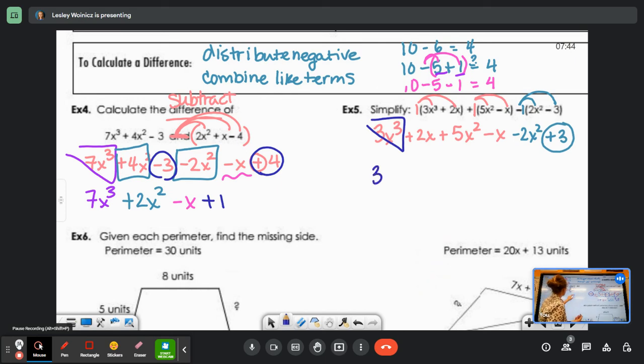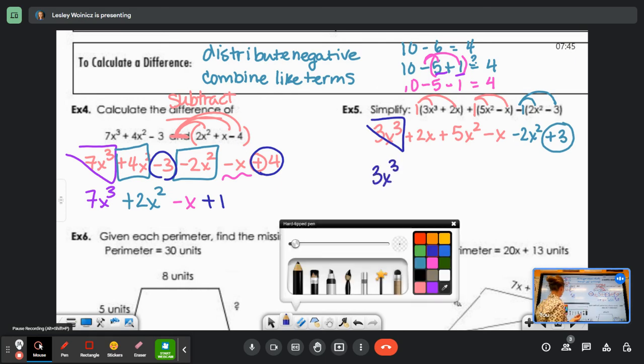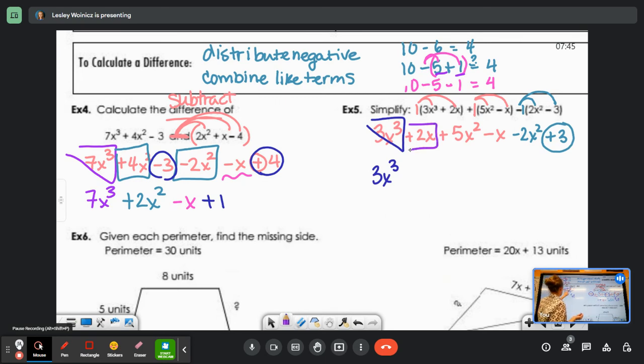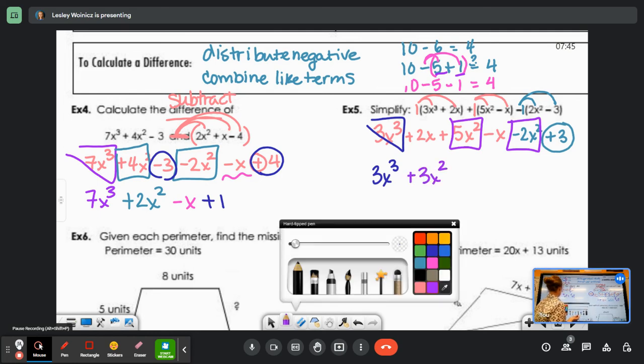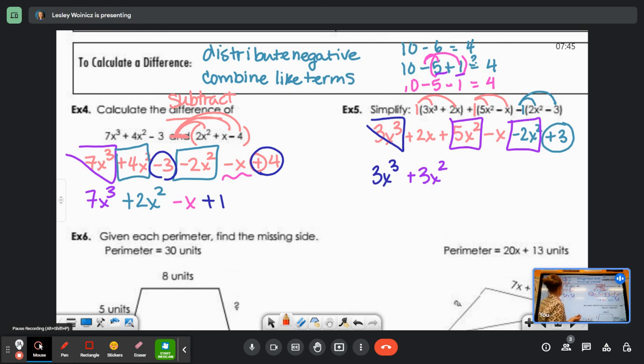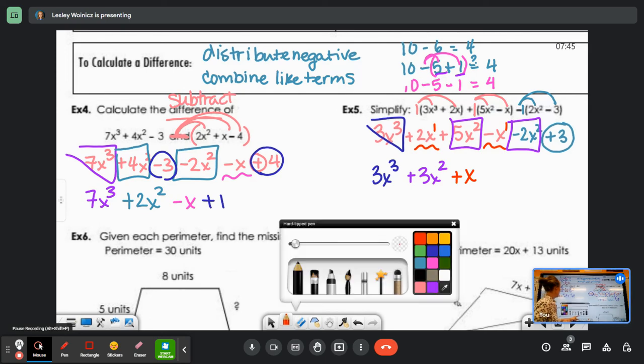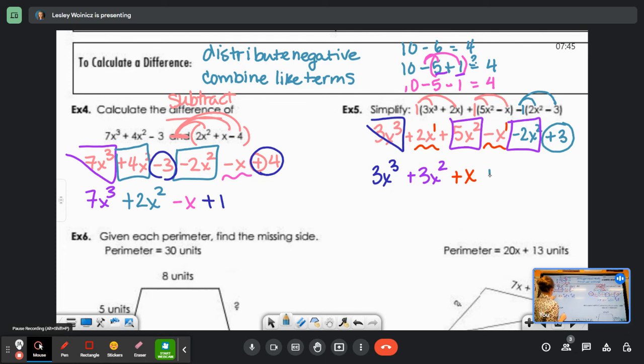So that's 3x cubed. Next, I look for my quadratic terms. I've got a 2x and whoops, that's not quadratic. This one's quadratic: 5x squared and the negative 2x squared. That makes a 3x squared. Now I look for my linear terms that have a power of 1. I have this one and this one. 2x minus x, that's just 1x. And finally, I don't have anyone to combine with my little 3 constant at the end, so I just write the 3 down. That's it.